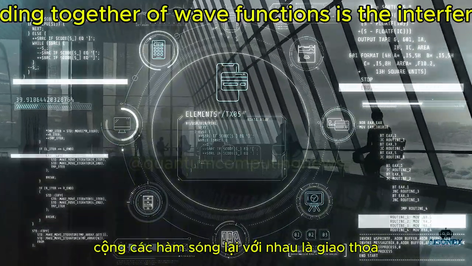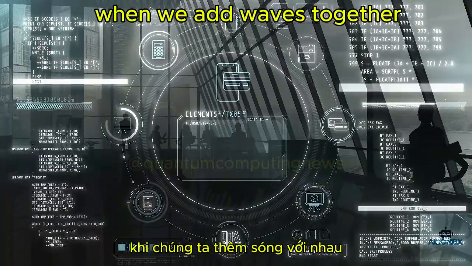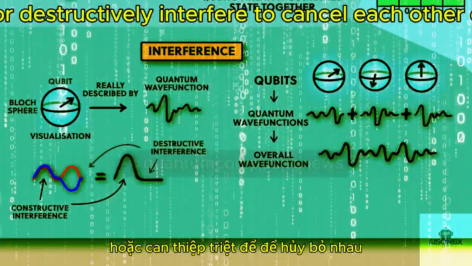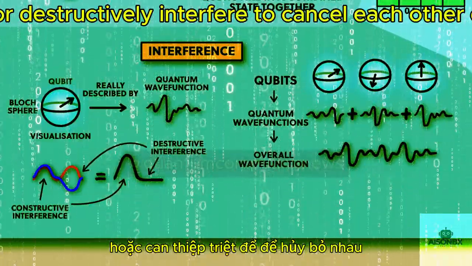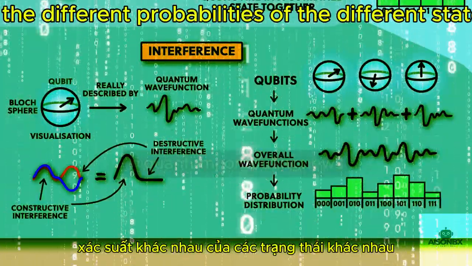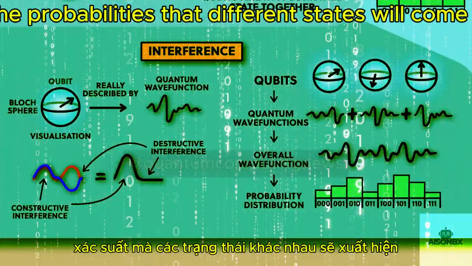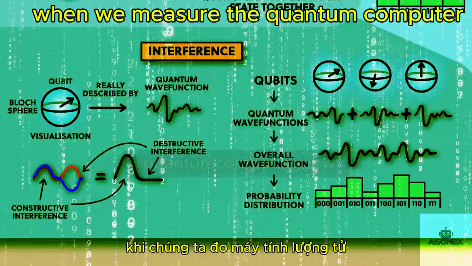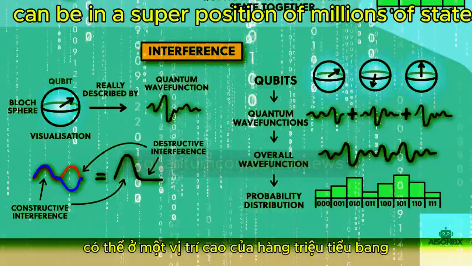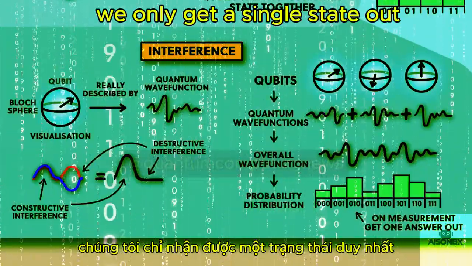This adding together of wave functions is the interference, because just like with, say, ripples of water, when we add waves together, they can constructively interfere and add together to make a bigger wave, or destructively interfere to cancel each other out. The overall wave function of the quantum computer is what sets the different probabilities of the different states. And by changing the states of different qubits, we can change the probabilities that different states will come out when we measure the quantum computer. Remember that even though the quantum computer can be in a superposition of millions of states at the same time, when we measure it, we only get a single state out.